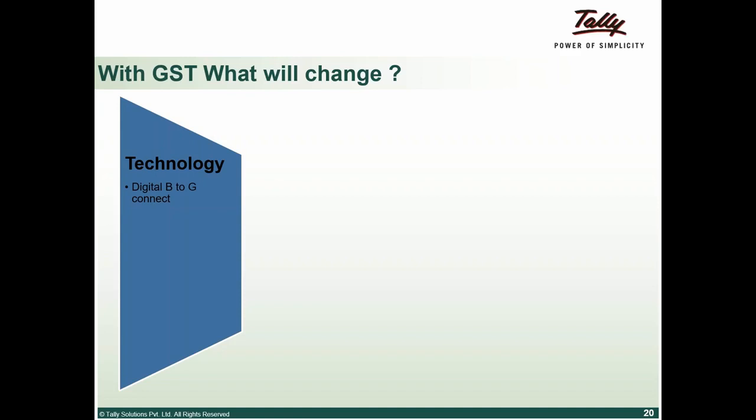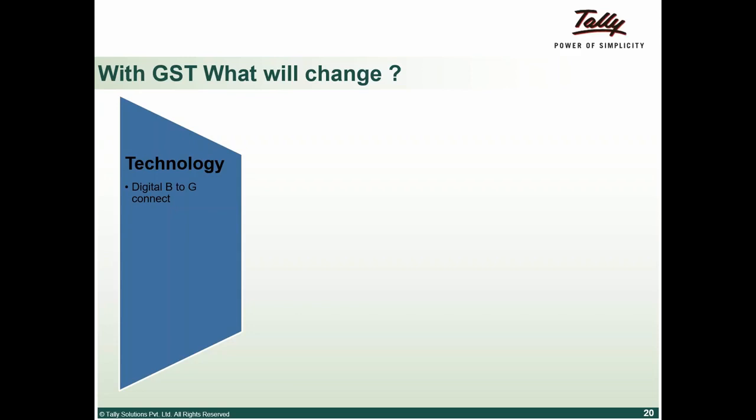So the real business-to-government connect is going to happen, because businesses are going to upload their sales invoices to the government portal, and the government is now going to tell me what my purchases are. That is going to be auto-populated in my GSTR-2, which I have to accept. If there are any discrepancies, then I need to update the information I am holding, and then I give it.